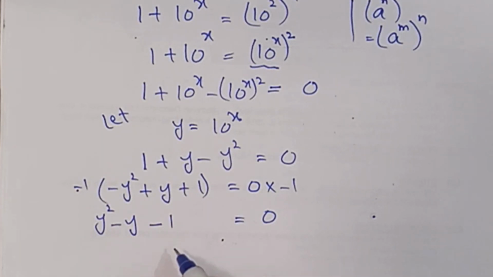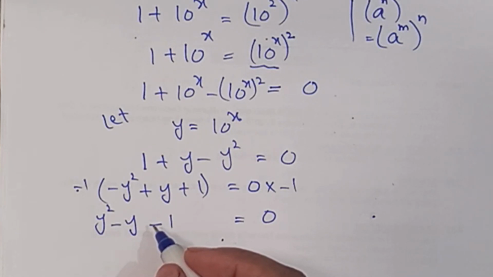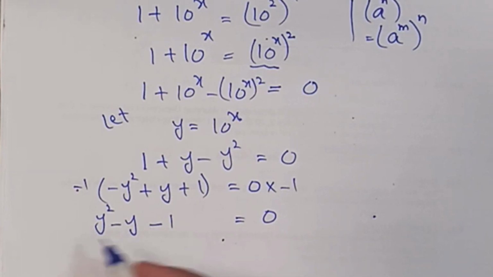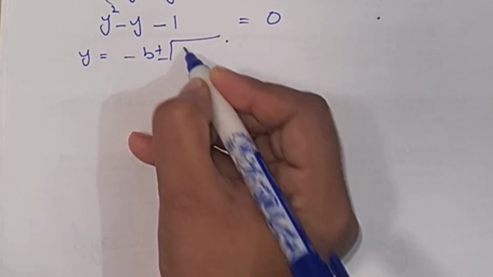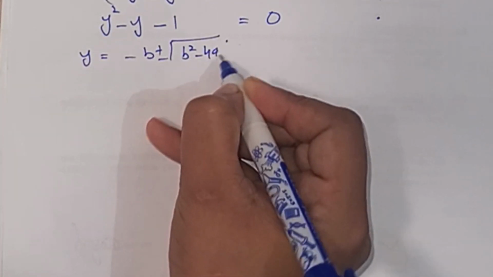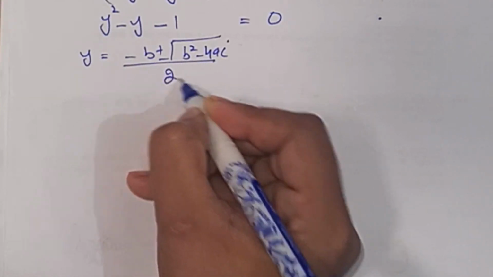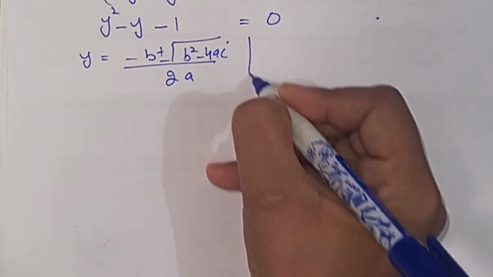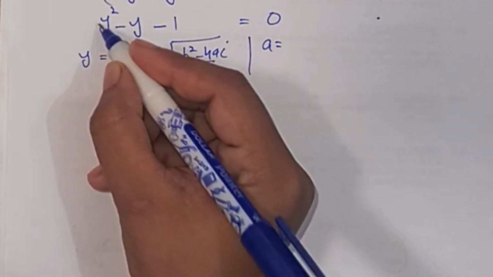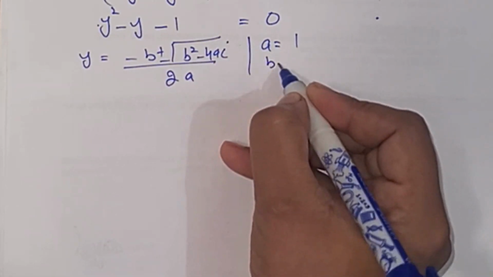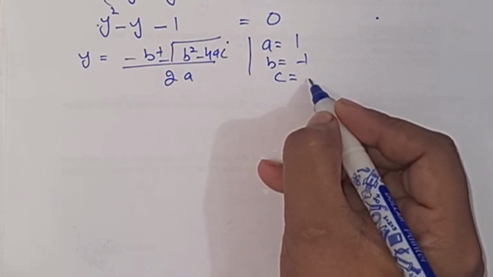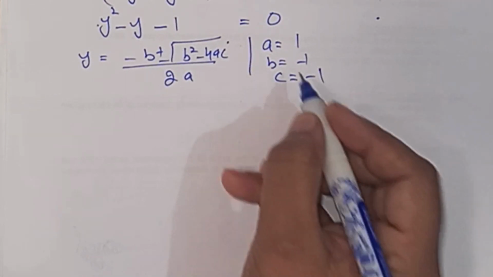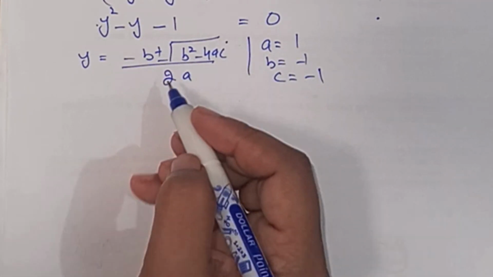So this is a quadratic equation, and we use the quadratic formula to solve it. The quadratic formula is y equals minus b plus or minus square root of b squared minus 4ac, over 2a. Then what is a? a is the coefficient of y squared, which is 1, b is the coefficient of y, which is minus 1, and c is the constant, in this case minus 1. So substitute these values in this formula.